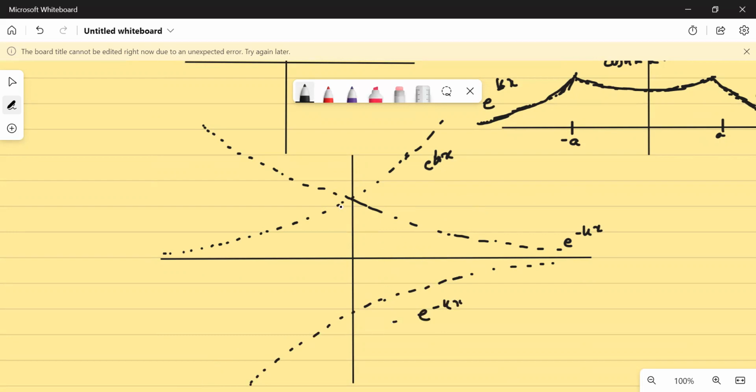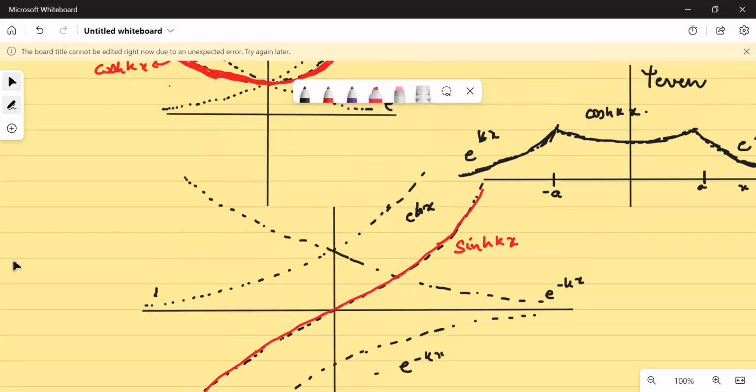Now you just add these two up. So this is one, I'm writing one, this is two. Add one and two. So what will happen? If you add them up, it will start this way. At x equal to 0, you can find that your sine hyperbolic x is 0. That will go on. So this is how your sine hyperbolic would be looking like. So this is your sine hyperbolic x. This is how your sine hyperbolic x could look like.